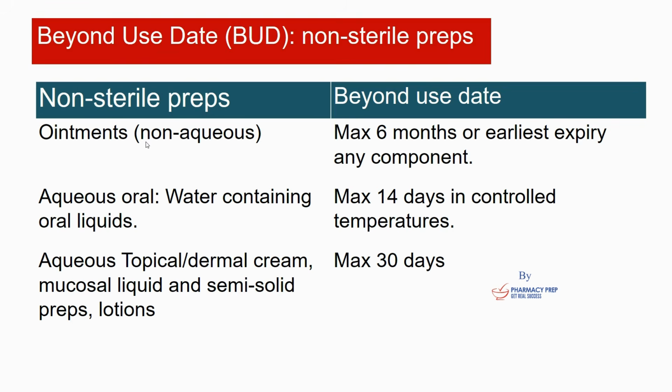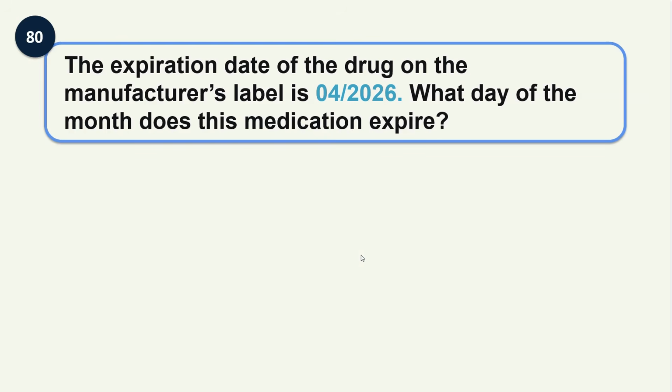Most water-containing reconstituted or compounded products can stay up to 14 days after reconstitution. That is known as the beyond use date. Whereas ointment, the non-aqueous, can stay up to 6 months. Whereas aqueous-containing topical cream is a maximum of 30 days.